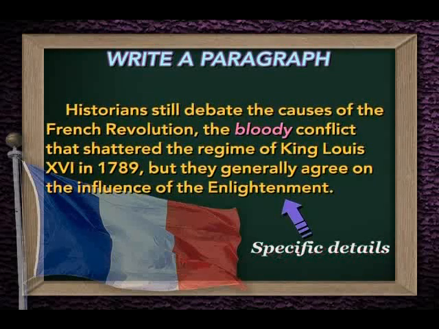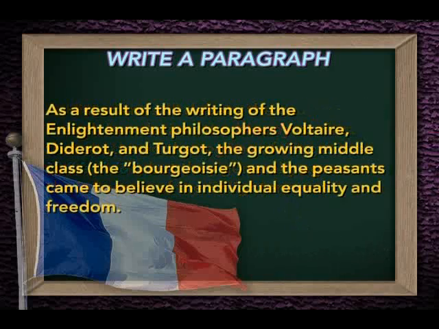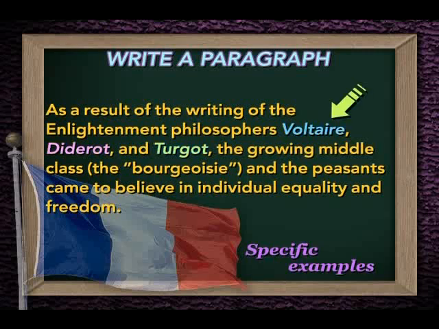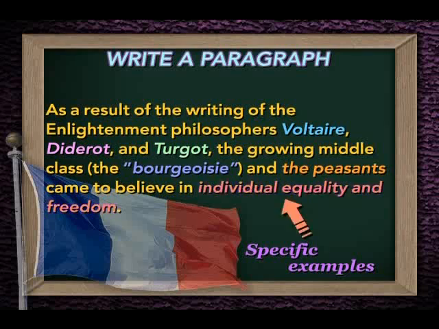I used the word bloody to describe the conflict. I used regime. I used King Louis, specific, I gave his number, and 1789. Now I'm talking about the Enlightenment, so now I need some specific examples. As a result of the writing of the Enlightenment philosophers Voltaire, Diderot, and Turgot, the growing middle class, the bourgeoisie, and the peasants came to believe in individual equality and freedom. I give 3 examples of famous Enlightenment writers. I use the term bourgeoisie because that was the term used to describe the middle class at this time. I mentioned the peasants, and I mentioned individual equality and freedom.